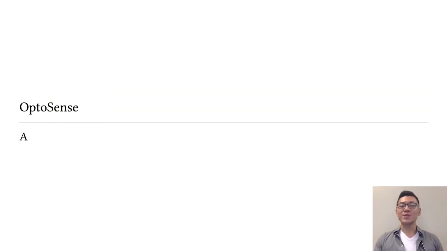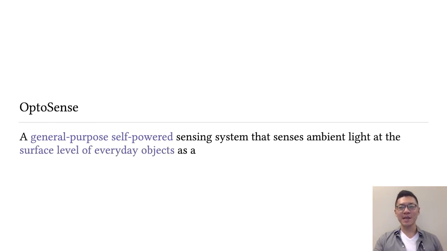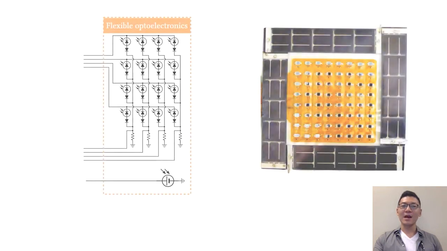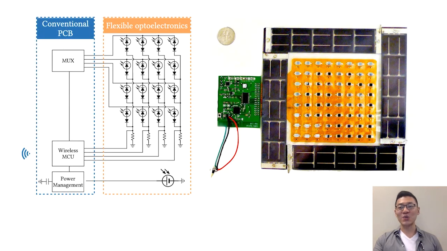We present OptoSense, a general-purpose, self-powered sensing system that senses ambient light at the surface level of everyday objects as a high-fidelity signal to detect a wide variety of implicit human activities and explicit user interactions. The OptoSense system consists of a flexible imaging surface for sensing and energy harvesting from ambient light, and a control circuit for power management, computation, and wireless communication.